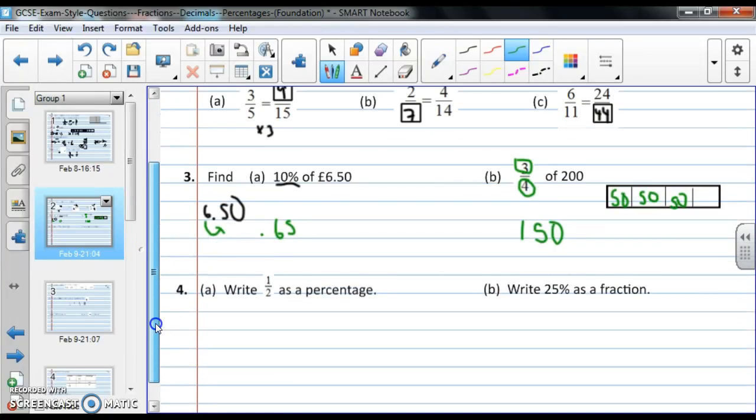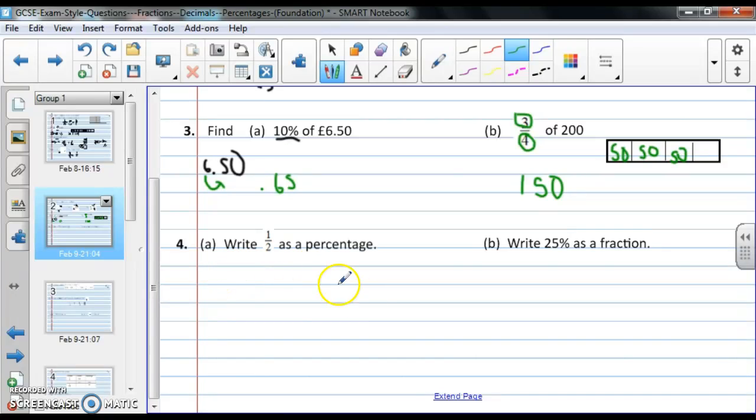Okay, 1/2 as a percentage. When we write fractions as percentages, we want to take our denominator, our bottom number, and turn it into 100. So I need to think about what I have to multiply 2 by to get to 100. That's going to be times 50. The other way I can do that, if I can't just figure it out, is 100 divided by 2. Whatever I do to the bottom, I have to do to the top. So my fraction is going to be 50 over 100, which means my percentage is going to be 50%.